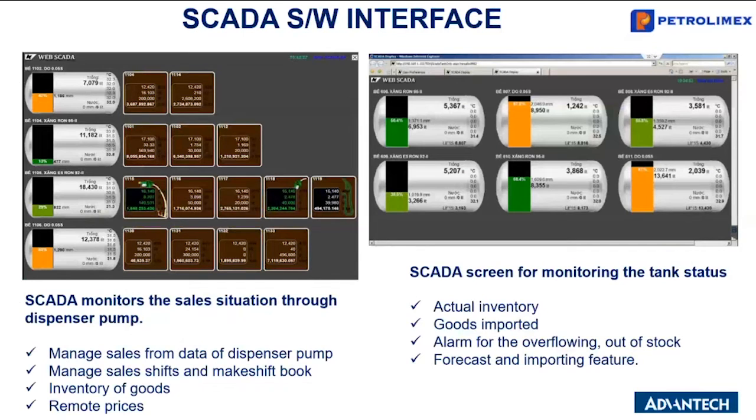For the SCADA monitoring of the sales situation through the dispenser pump, they can manage how many liters they pump, how much gas is in the pipeline, and the status of the tank, the gasoline tank. And for the tank, they not only monitor the level of the gas, they can also manage the temperature of the gas inside the tank.